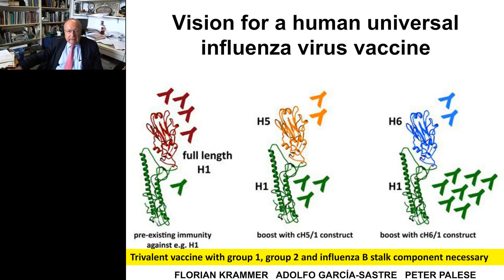subtypes. And we believe that we will need a group 1 stalk, a group 2 stalk, and also an influenza B virus stalk. And again, this is work which we are doing in a collaboration, Florian Kramer's laboratory, Adolfo Garcia-Sastre's laboratory, and my own. Thank you very much, and I'm happy to answer any questions.